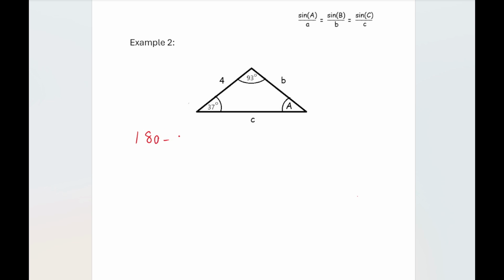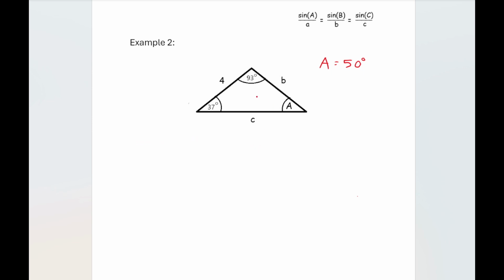So 180 degrees minus 37 degrees minus 93 degrees, and that should equal 50 degrees. So we'll go ahead and write for our angle A, that is equal to 50 degrees. And clear this out.